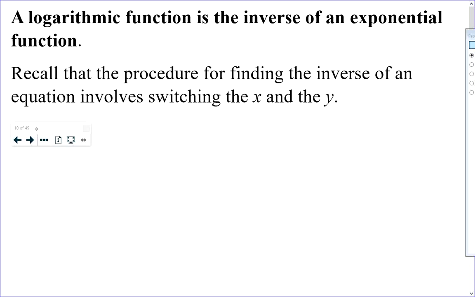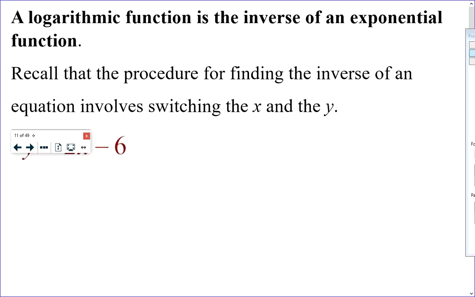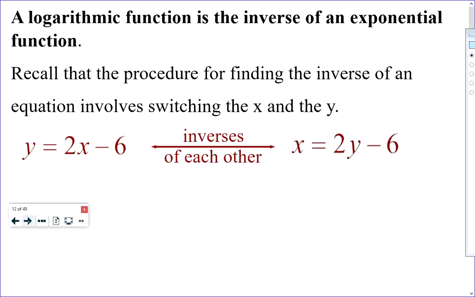As an illustration, and I don't believe this is in your notes, but I've just thrown it up here, if I gave you y equals 2x minus 6, and I said, well, what is the inverse? And you need to follow along carefully here. Don't worry about your calculator or anything else right now. Well, I swap out x and y. So if I have y equals 2x minus 6, the inverse is x equals 2y minus 6. We've switched x and y.